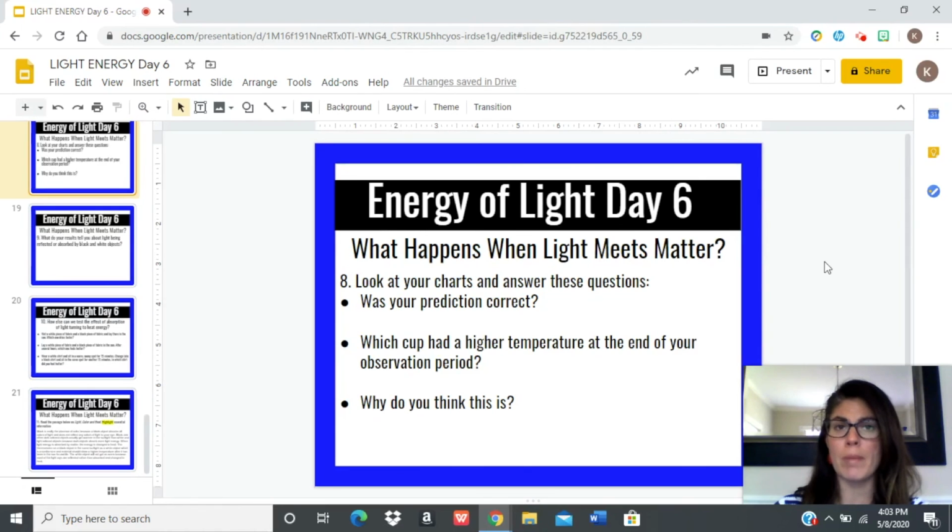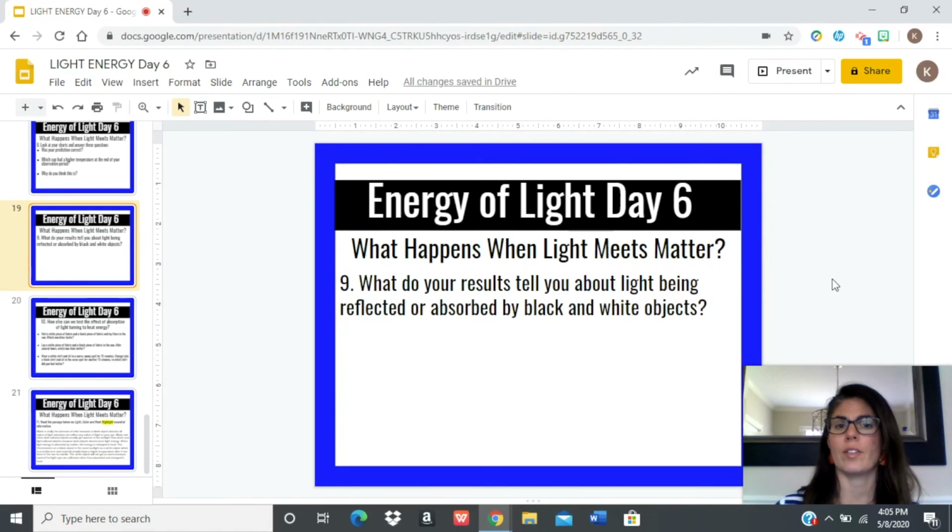After you complete the experiment, use the information in your observation chart to answer these questions. Was your prediction correct? The next question asks, which cup had a higher temperature at the end of your observation period? And the third question, why do you think this is? The last question asks, what do your results tell you about light being reflected or absorbed by black and white objects? Think about what you've learned over the last couple of days, how light interacts with matter.